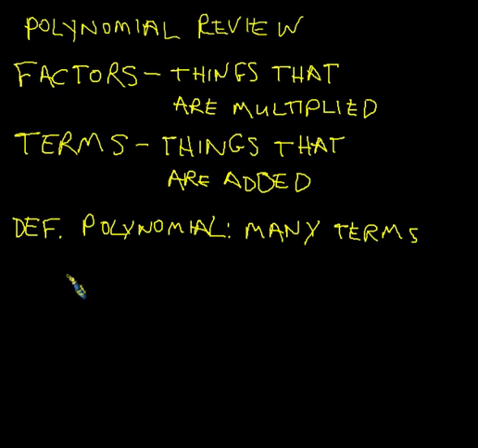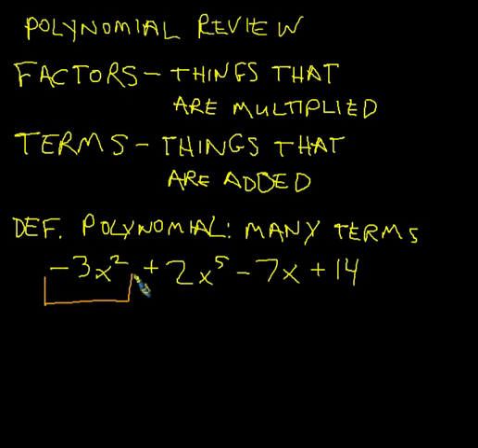So for example, let's take a look at something. How about if I have this? Negative 3x squared plus 2x to the fifth minus 7x plus 14. This is a polynomial. And it's a polynomial that has, well, I don't know about many, but it has several terms. This guy here is known as a term because it's being added to this guy here, and it's being added to this guy, and it's being added to this. There are 4 terms in this polynomial.